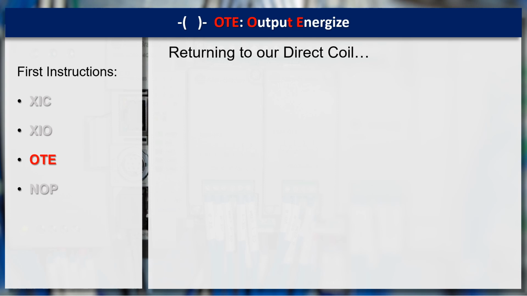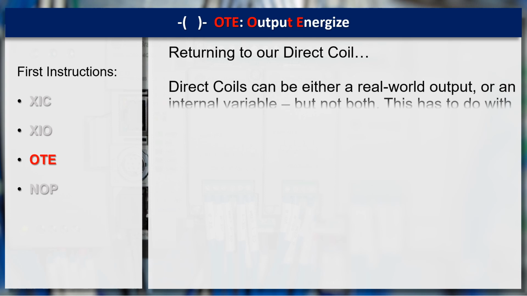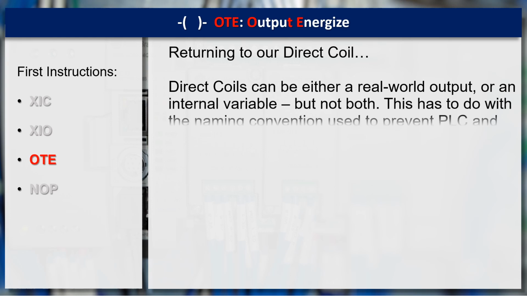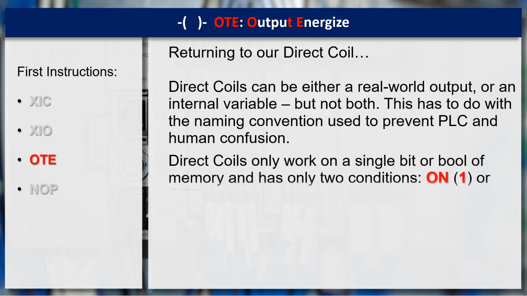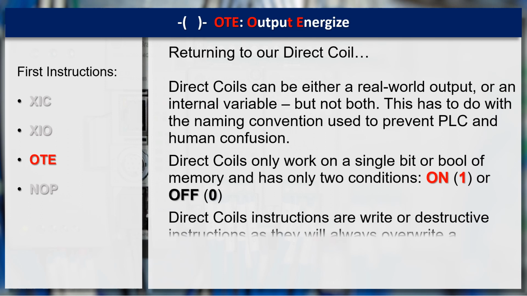Returning to our direct coil. Direct coils can be either a real-world output or an internal variable, but not both. This has to do with the naming convention used to prevent PLC and human confusion. Direct coils only work on a single bit or bool of memory and have only two conditions: on, which will be shown as a 1, or off, which will be shown as a 0. Direct coil instructions are write or destructive instructions, as they will always overwrite a variable's value.